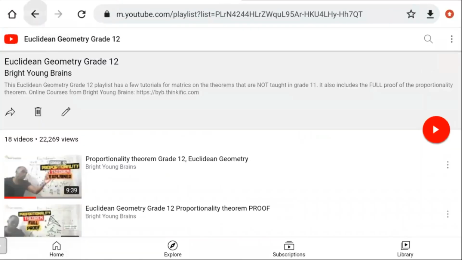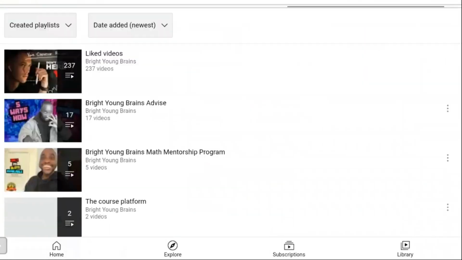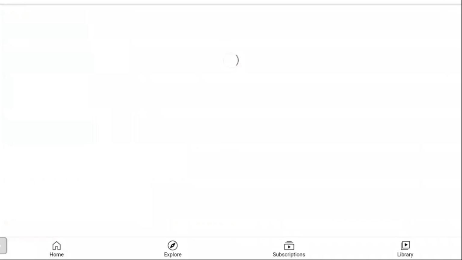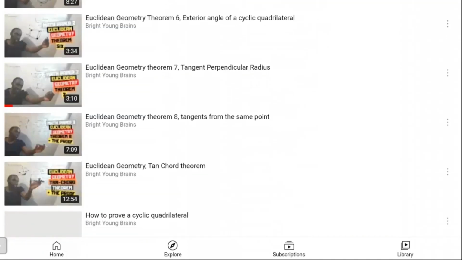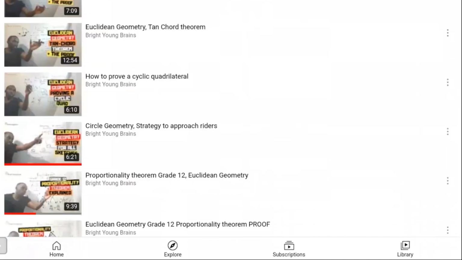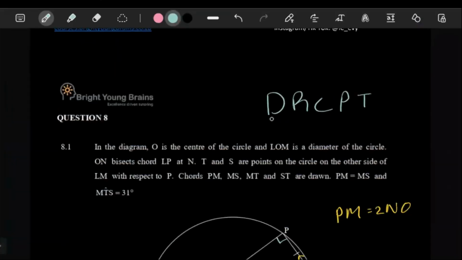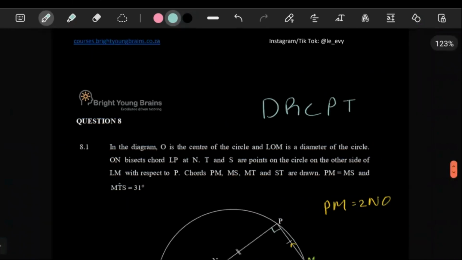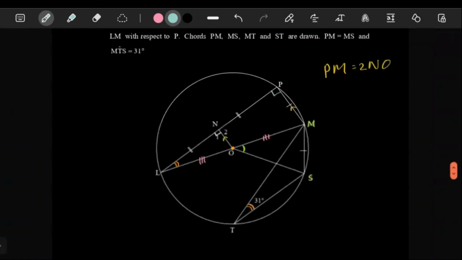No, it's not in this playlist. It's in the other Euclidean geometry playlist, because there are 2 Euclidean geometry playlists. The other one is this one, Euclidean geometry. If you scroll down, you'll have a tutorial that's labeled strategy to approach riders. You see, it's just short. It will show you everything you need to know. This means diameter, radius, cyclic chord, parallel lines, tangents. It's a way to help you remember the different theorems and all that.